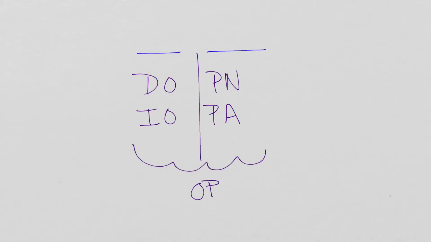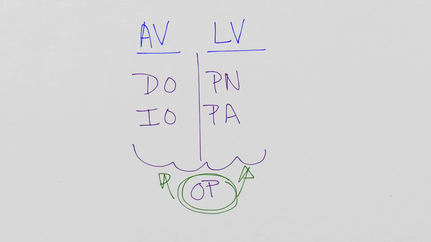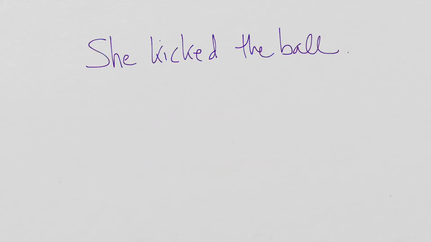So direct objects and indirect objects are always going to be in sentences with action verbs. And predicate nouns and predicate adjectives are always going to be in sentences with linking verbs. OPs, objects of the prepositions, can be with either of these types of verbs. Okay, so let's start with this sentence.